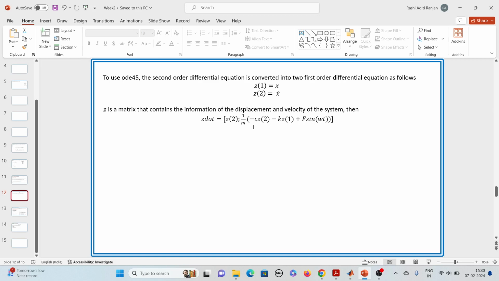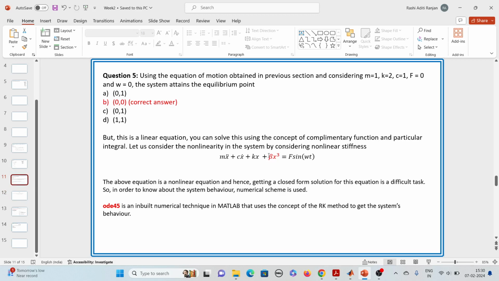Second row I've given as 1 by m. See here, for the given equation, if I don't consider for now this nonlinear term, this x double dot can be written as, these terms are going to come on the right hand side. So minus c x dot minus k x, it is going to come on the right hand side, and this whole divided by m, right?